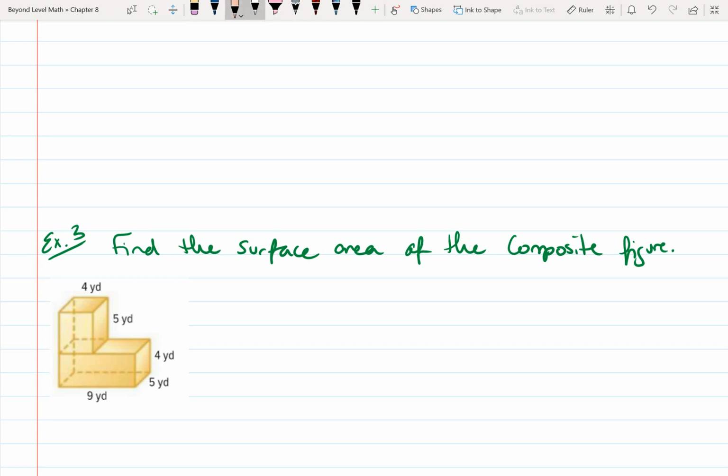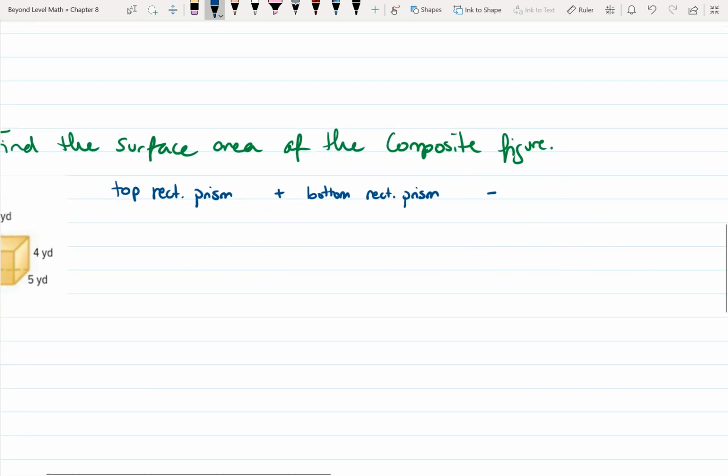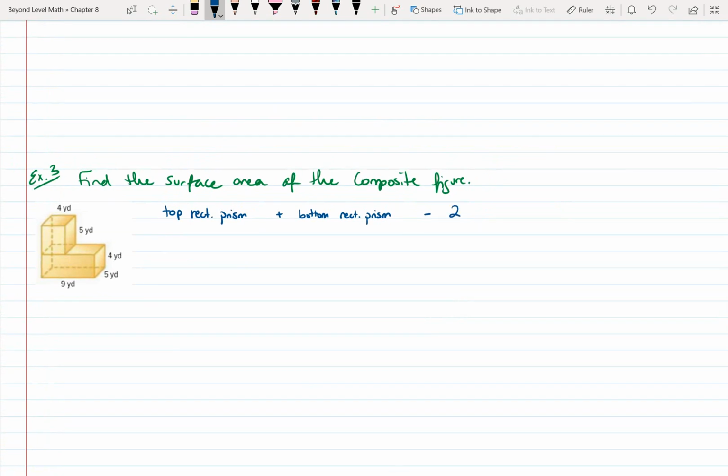Alrighty, so let's go ahead and start with our kind of layout. We are going to add the surface area of, let's say, top rectangular prism plus bottom rectangular prism minus 2 times whatever the overlap is.